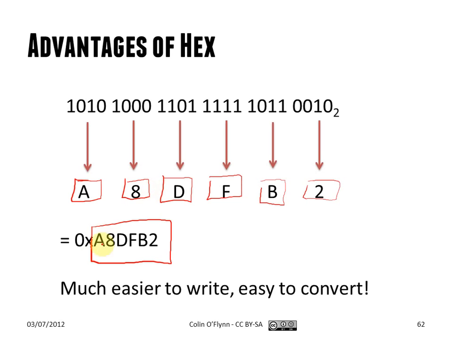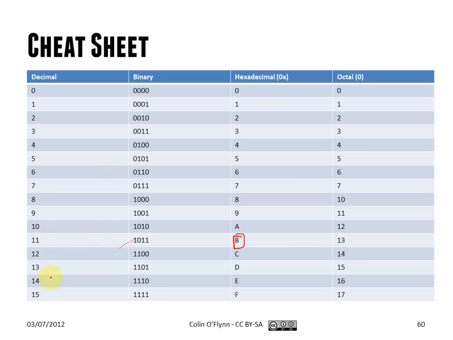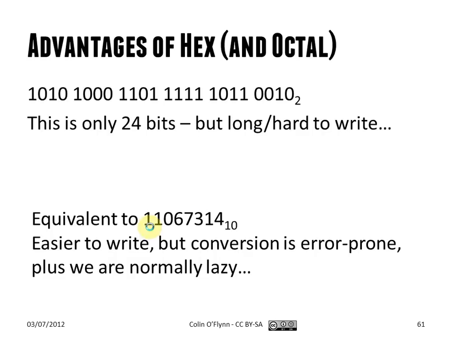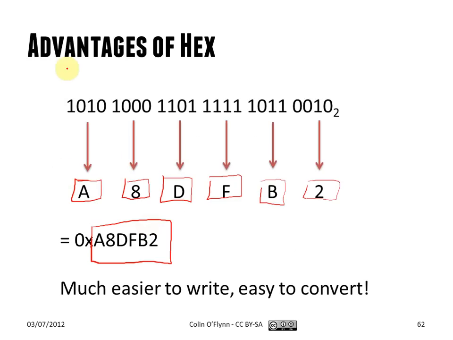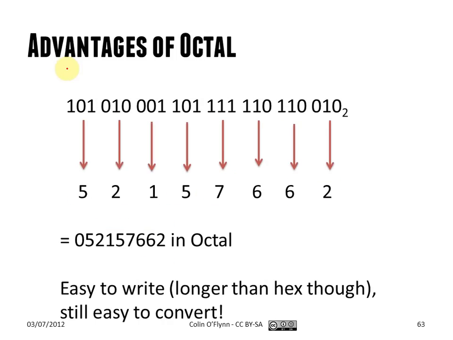All you have to do is look at, okay, A is equivalent to, you go to your table, 1010, and then you'd write 1010. So that way you don't have this more convoluted conversion process. Octal is the exact same thing, except instead of doing it into 4-bit blocks, octal is doing it into 3-bit blocks. So octal just means you only have 8 possibilities, 0 through 7, for each number position.